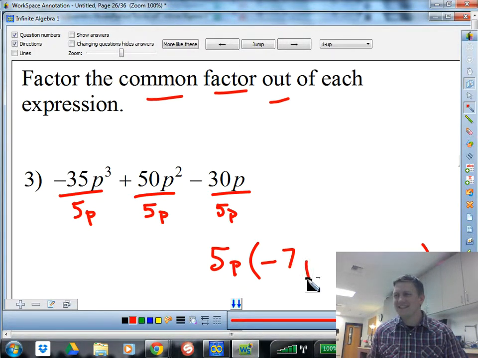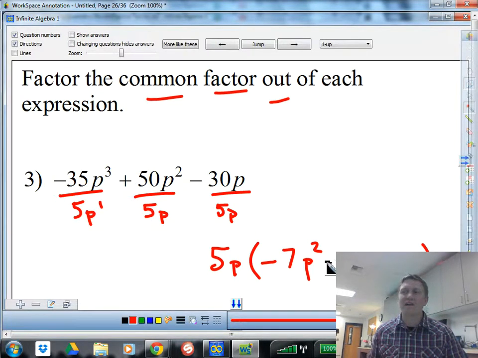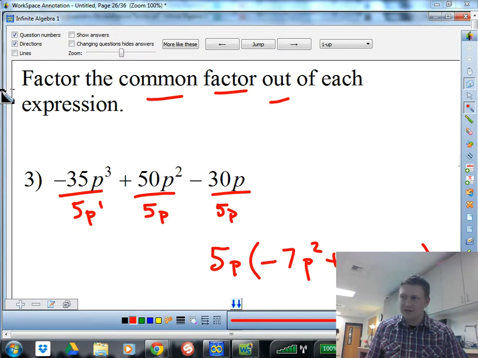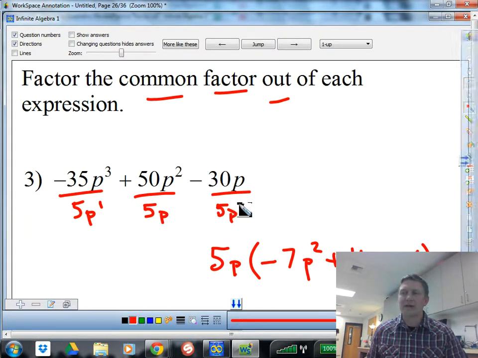Negative 7. And then you got a p squared left over because you got a 3 minus a 1. So 3 minus 1, and you got p squared left over. Then you take 50 divided by 5, and you go plus 10p minus 6. P divided by p will cancel out right like that. And so you don't have a variable with this last term. So that's our final answer for number 3 there.